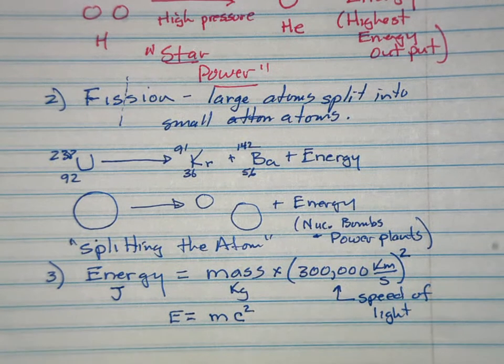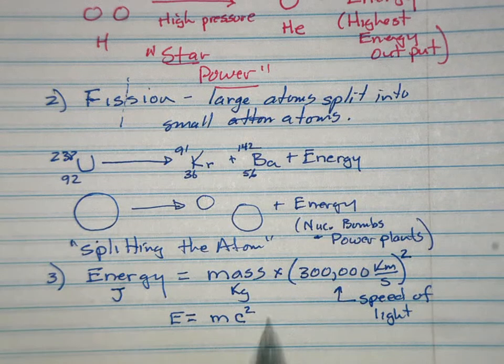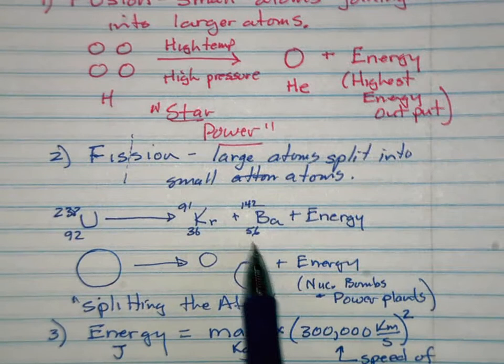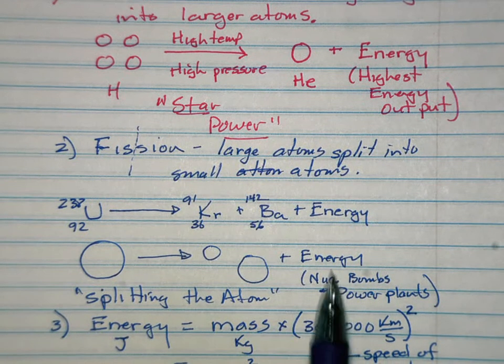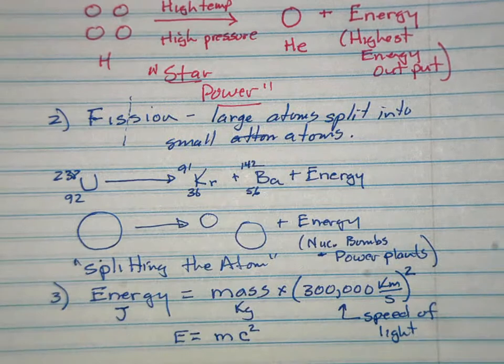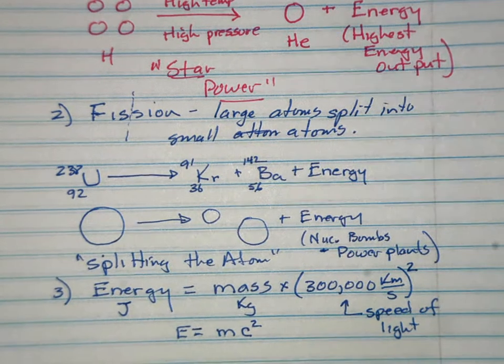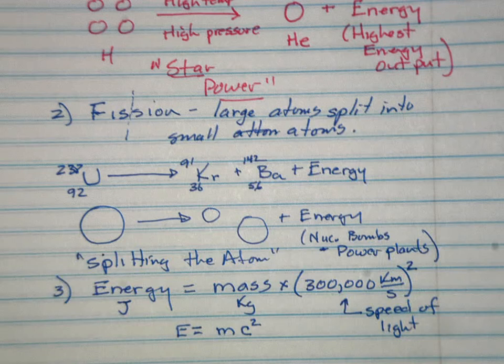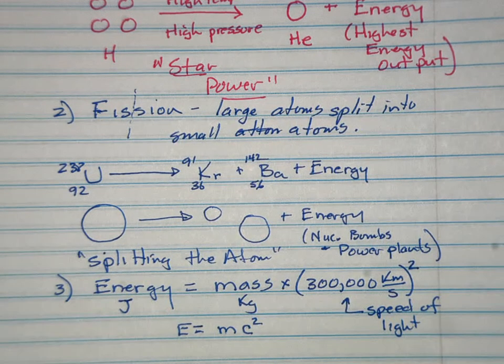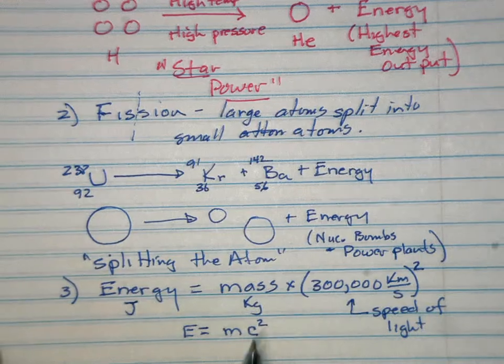So that's where we get the energy out of nuclear power plants. The problem with nuclear energy is there's highly radioactive waste that we've got to deal with for thousands of years. That's a big issue. I've only got 3 minutes left, so we're going to do part F. Set this aside.